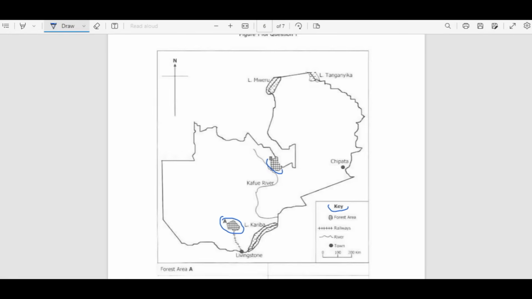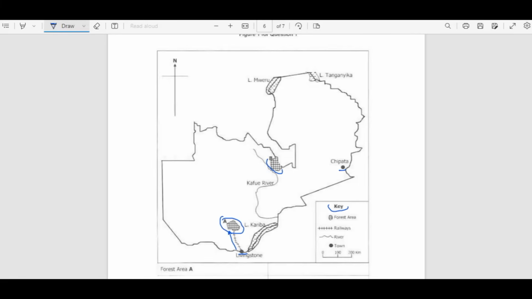We have a railway, so a railway from Livingstone to the area. And then apart from that, we have the river. So we have this river, which is Kafue River. And then we have towns. So towns, we have Chipata, and another town given, Livingstone. And then we have the lakes, which are Lake Tanganyika and Lake Mweru there.